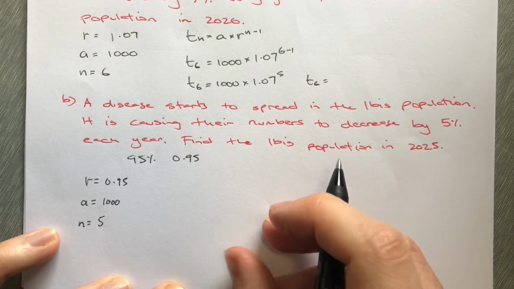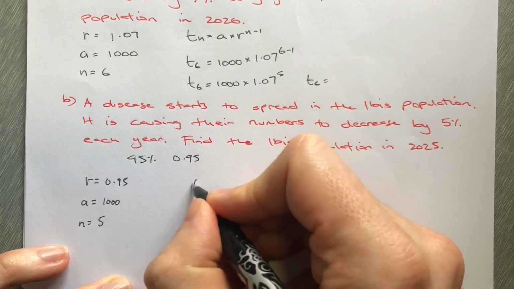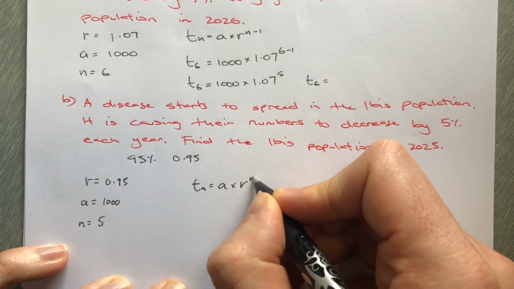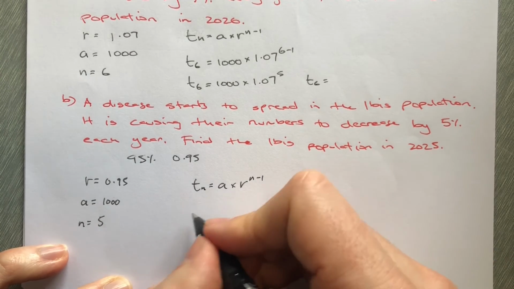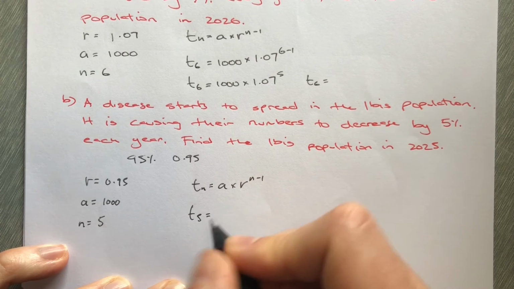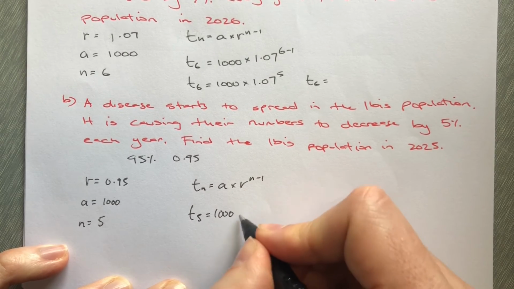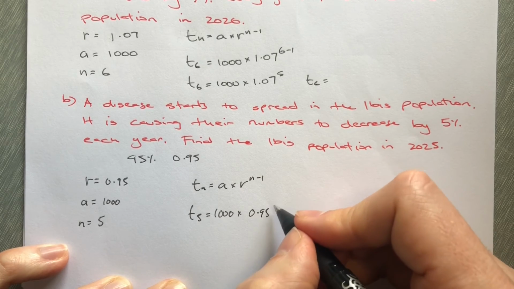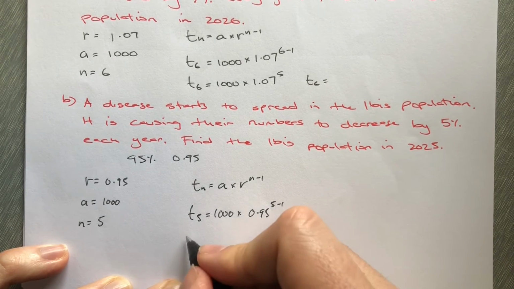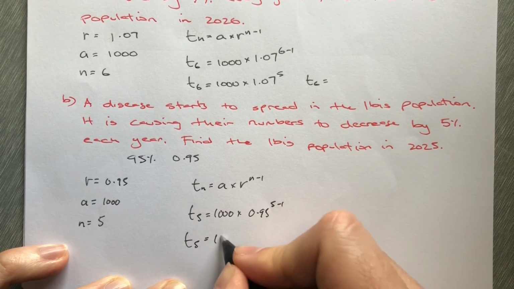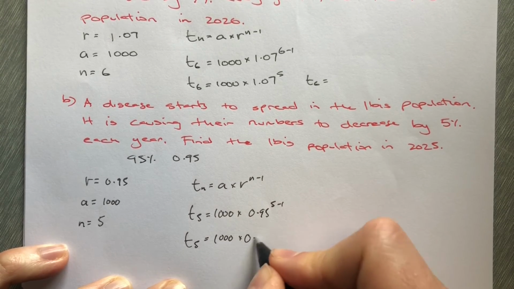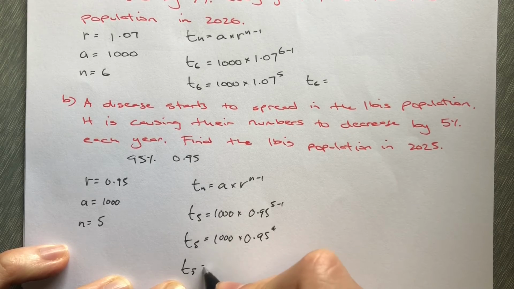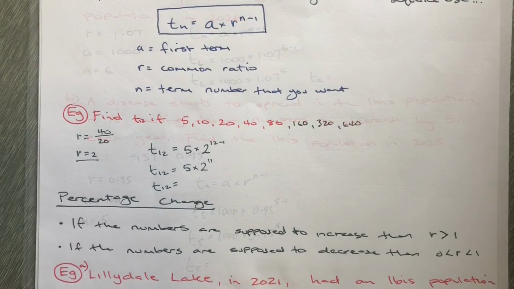Alright, let's set our rule up again. The rule is Tn equals first term times common ratio to the power of n minus 1. So we want T5. The first term's 1,000. Common ratio is 0.95. And our n value is 5 minus 1. So we could enter this into our calculator and we'd get our answer. Let me just quickly find these answers out.